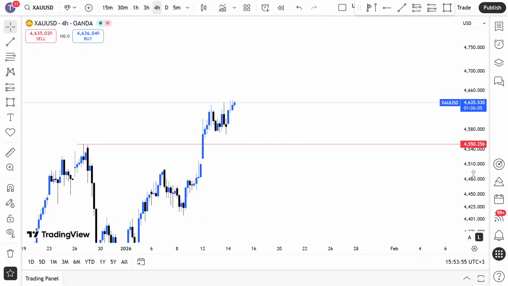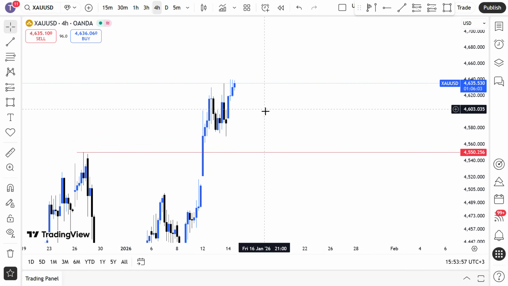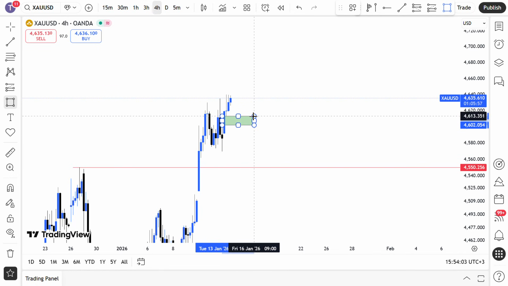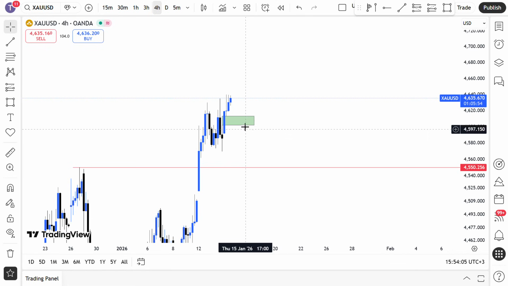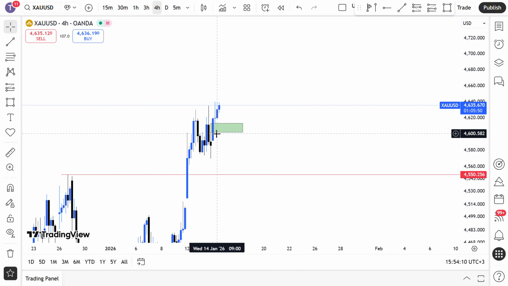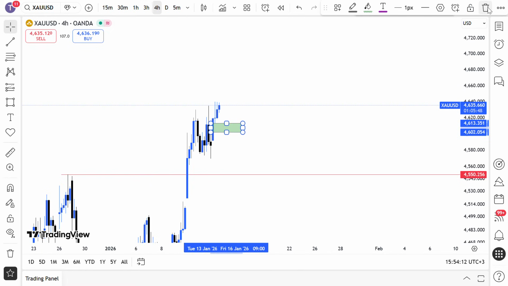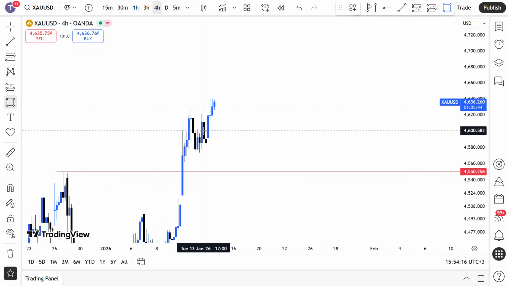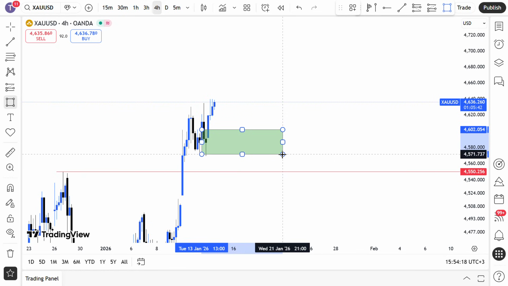Around this area, I can see there is a good fair value gap at this point here. There is a very good fair value gap at that point. So that can be my confluence to look for a trade from this order block. Let me delete this. So that fair value gap there, and then we have this order block. This is an unmitigated order block.